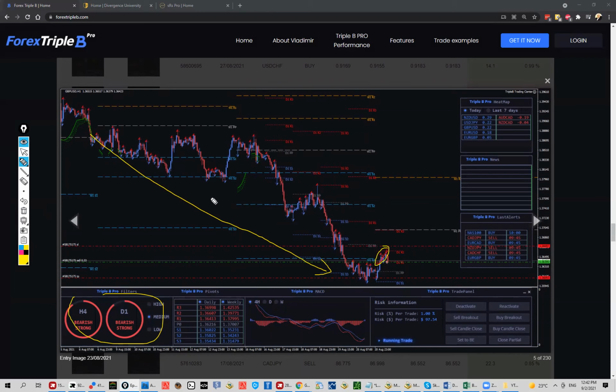So after this move down, the higher time frames finally got into agreement, and this is where we're looking at bearish form, we're looking at bearish filters, and we, at least according to the software, should be looking for sells. On the 4 hour chart, there are no divergences besides this one, which for me personally is just pullback divergence.